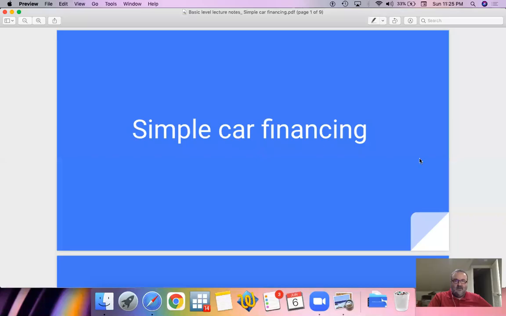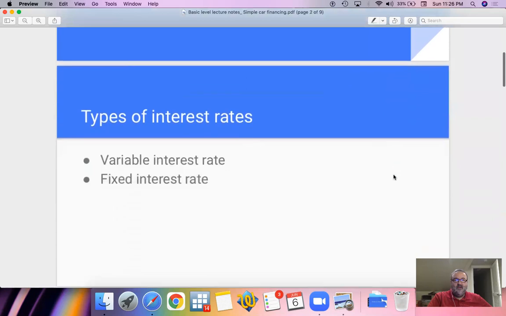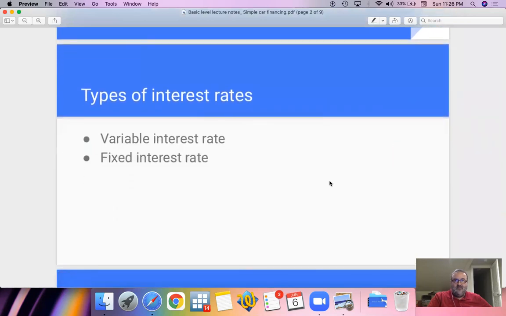So this week we're talking about simple car financing. We want to buy a car, we go to a dealership and we pick the car and then they give us some choices as to how we're going to pay for this. So there are two types of interest rates that we could be offered.